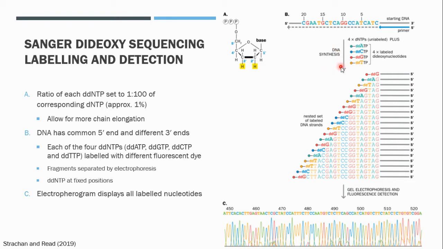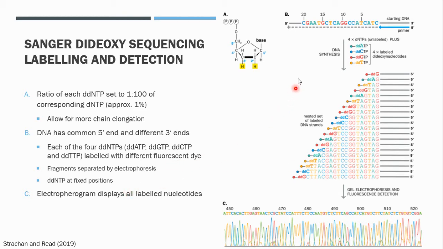So each of the 4 ddNTPs is labeled with a differently colored dye. For example, ddATP is green, ddCTP is blue, ddGTP is red, and ddTTP is yellow. So the dideoxynucleotide will emit a specific color signal depending on which nucleotide was incorporated.